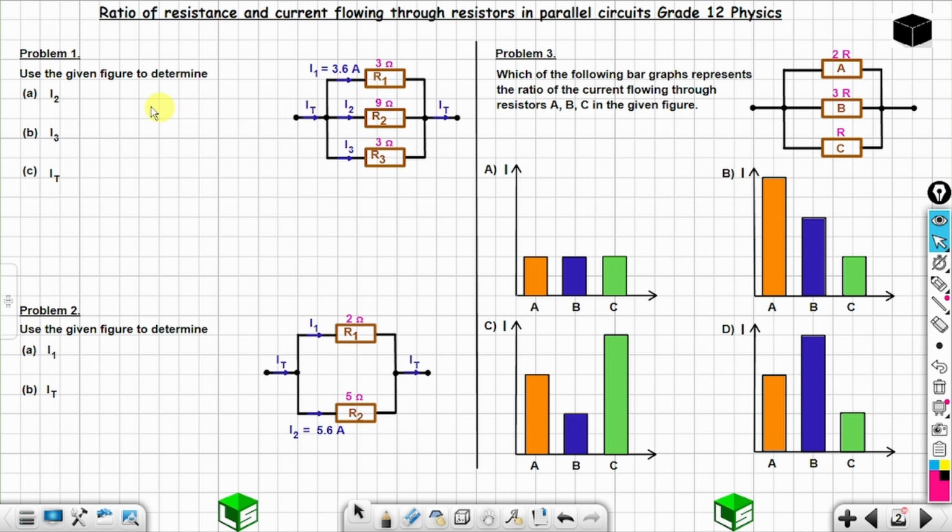Okay, so what is I2? Let's find I2. First, you have to notice the ratio of resistance between R1 and R2 is 1:3. When you divide 3 by 3, 1, 9 by 3, 3. The ratio of resistance between R1 and R2 is 1:3. Let me show you.